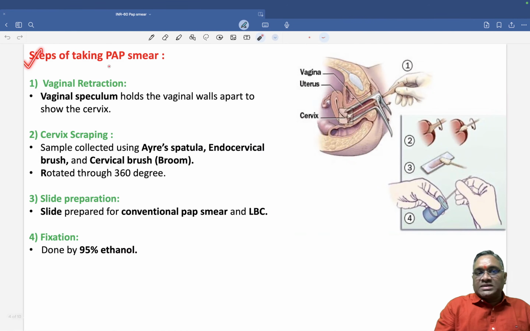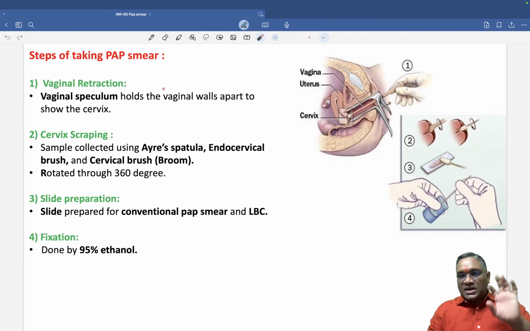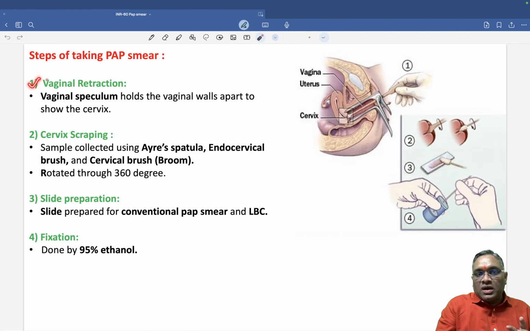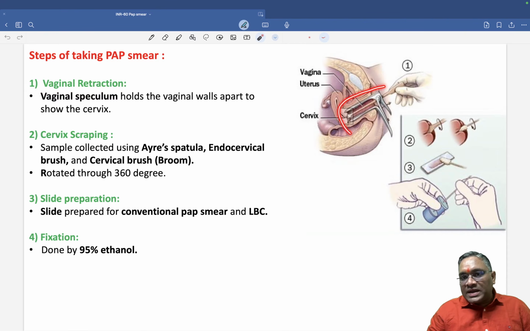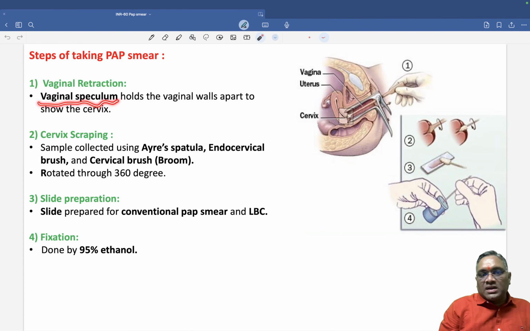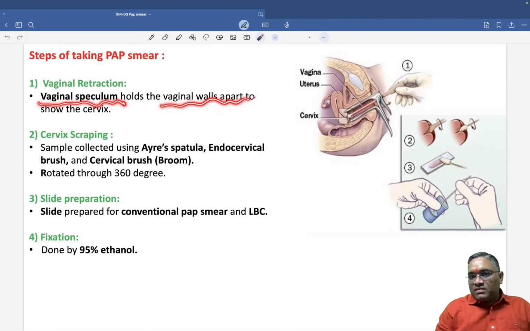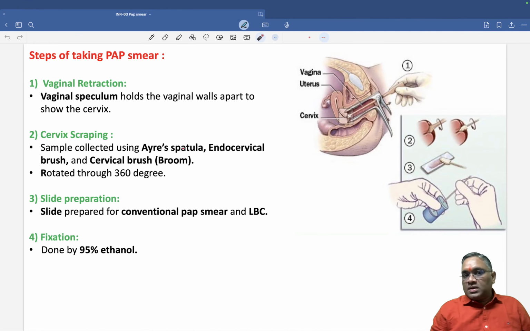So what are the correct steps of taking a pap smear? That was an INICT question, and the examiner can repeat it. Remember, these are four simple steps which I have written in green. Number one, vaginal retraction. You do the vaginal retraction using the Cusco's vaginal speculum. We open this and look for the cervix. That is the point of vaginal retraction. We hold the vaginal walls apart so that we can see the cervix clearly.